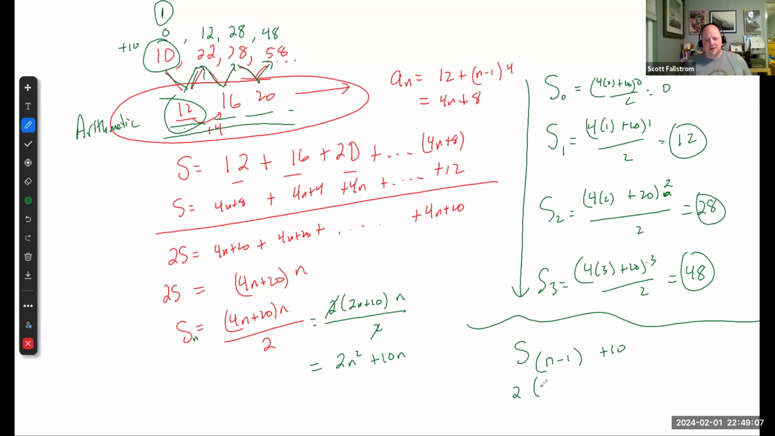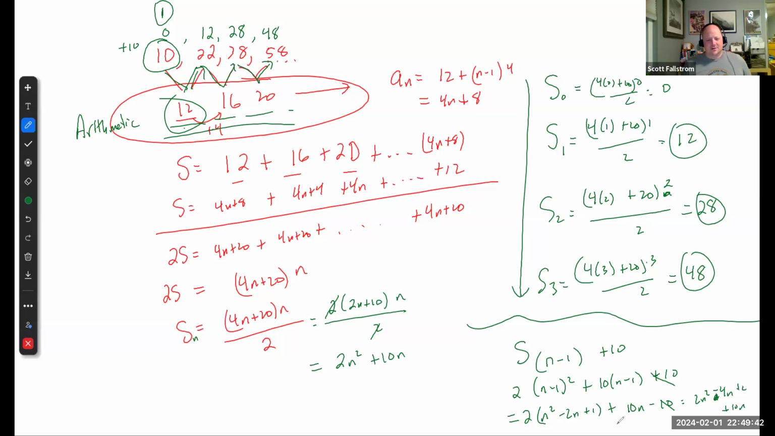So I'd have 2 times n minus 1 squared plus 10 times n minus 1, and then the whole thing plus 10. And this n minus 1 squared is n squared minus 2n plus 1, 10n minus 10, again, but minus 10 plus 10, whoosh, whoosh, gone, right? And then over here, I end up here with 2n squared minus 4n plus 2, and then I also have a plus 10n.